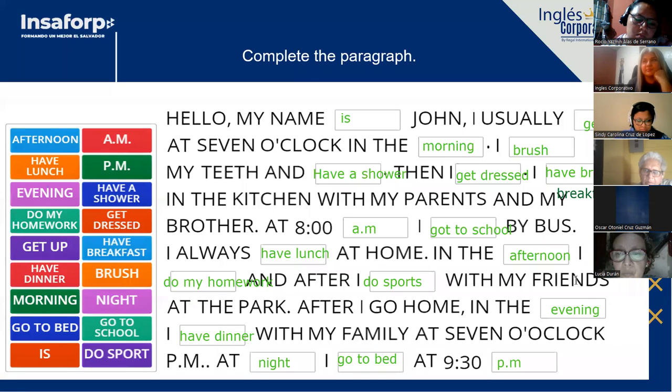I usually get up at 7 o'clock in the morning. I brush my teeth and have a shower. Then I get dressed. I have breakfast in the kitchen with my parents and my brother. At 8 a.m., I go to school by bus. I always have lunch at home. In the afternoon, I do my homework, and after I do sport with my friends at the park. After I go home in the evening, I have dinner with my family at 7 o'clock p.m. At night, I go to bed at 9:30 p.m.